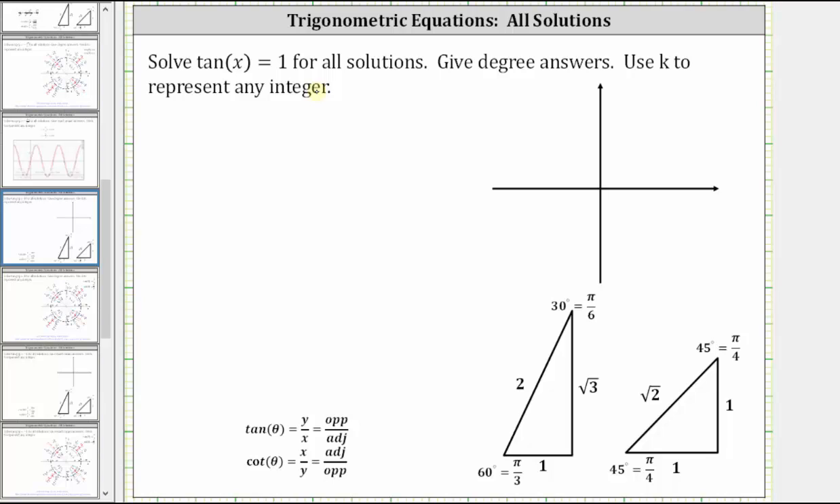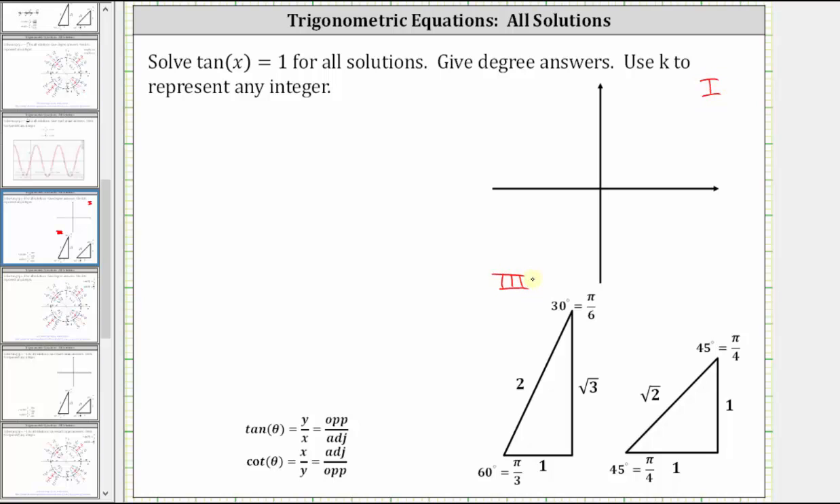The first thing to notice here is the tangent function value is positive, and since tangent theta is equal to y divided by x on the coordinate plane, y divided by x is positive when both x and y are positive, or when both x and y are negative, which means the solutions will be in the first quadrant or the third quadrant.